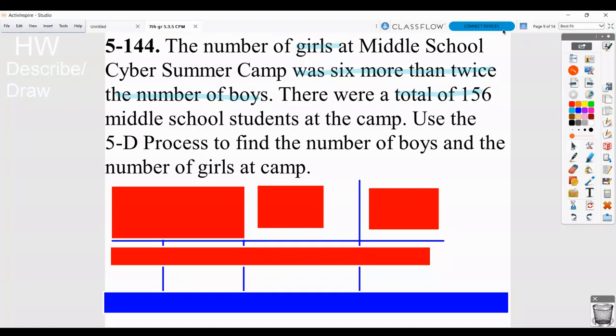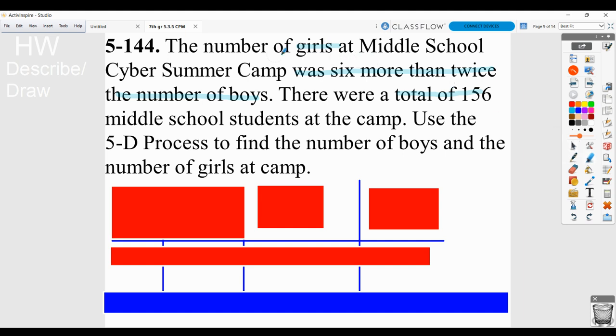This video is to allow you to correct homework 5.3.5, and we're starting with 5.144. It says that the number of girls at middle school cyber summer camp was 6 more than twice the number of boys. There were a total of 156 middle school students at the camp, and they want you to use the 5D process to find the number of boys and the number of girls at the camp.